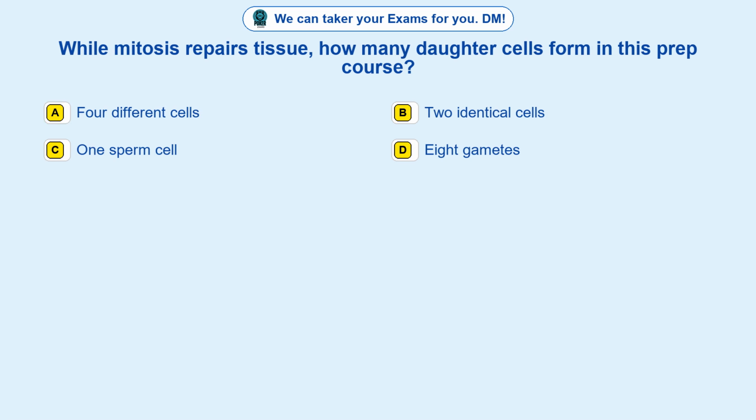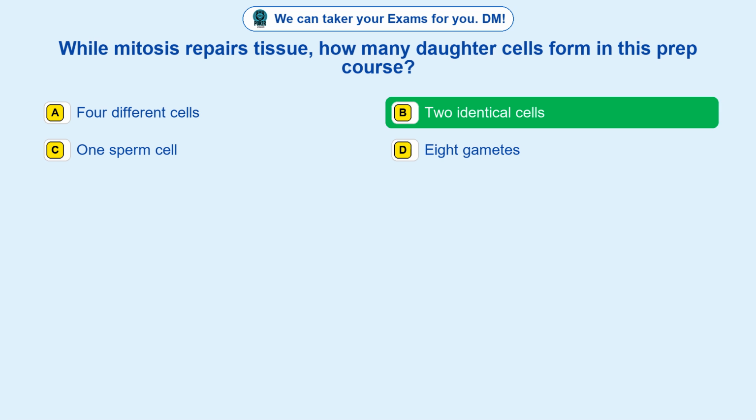Question 24. While mitosis repairs tissue, how many daughter cells form in this prep course? Option A. 4 different cells. Option B. 2 identical cells. Option C. 1 sperm cell. Option D, 8 gametes. The correct answer is option B.